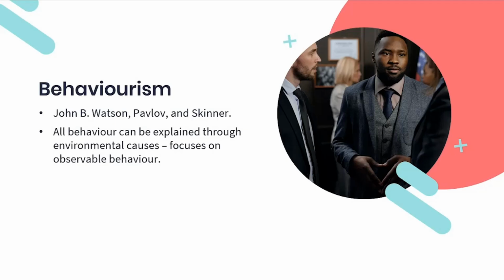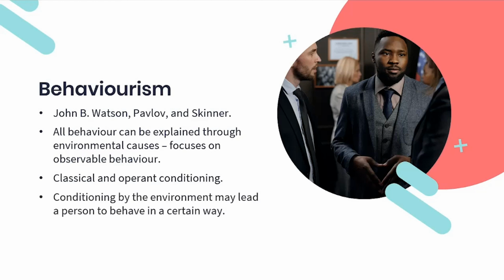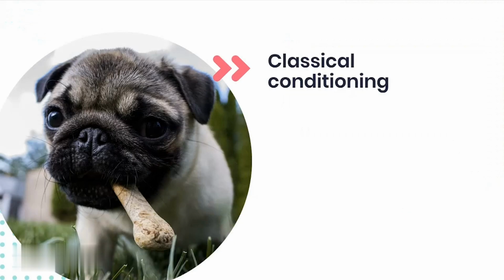Behaviorism is focused on observable behavior, and the main theories of learning include classical conditioning and operant conditioning. A great deal of research was done on these two types of learning. Behaviorism believes that conditioning by the environment may lead a person to behave in a certain way and learn in a certain way. Let us take a glance at classical and operant conditioning whilst we're busy with behaviorism.